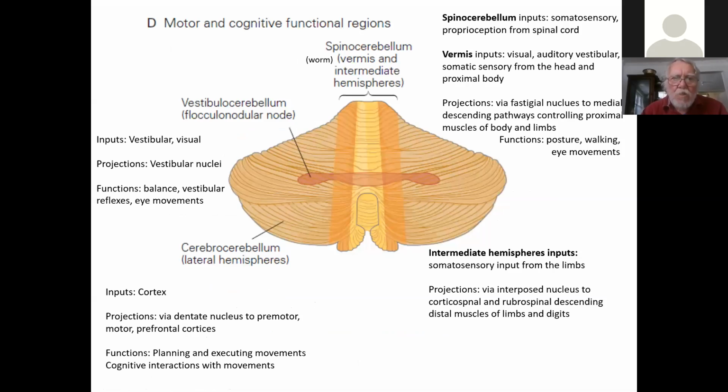And again, you can go through your book and read what the different functions of the anterior, posterior, and flocculonodular lobe are doing. So when we look at motor and cognitive functions, what we can basically see is 3 types of input. One type of input is spinocerebellar input. So what are you getting from there? The classic somatosensory proprioception from the spinal cord.